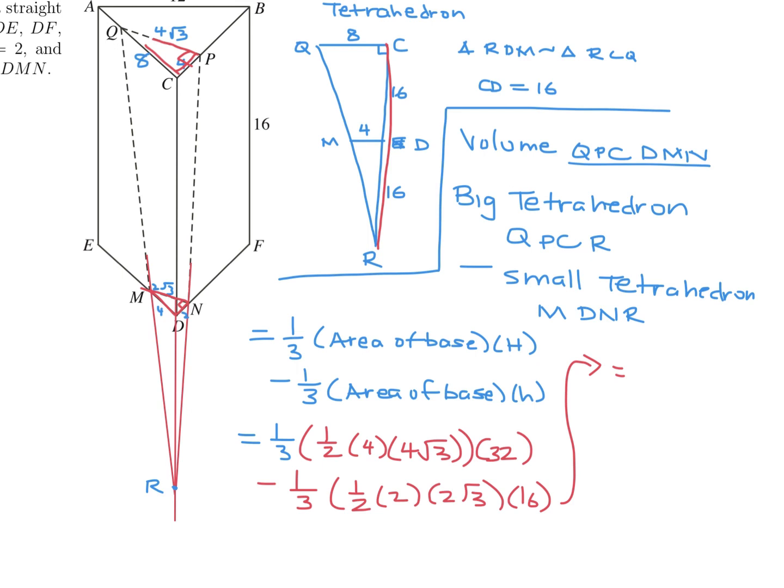So this looks to me like 512√3 over 6 minus 64√3 over 6. And that is 448√3 over 6. And that reduces to 224√3 all over 3. And there you go. That is the volume of that shape.